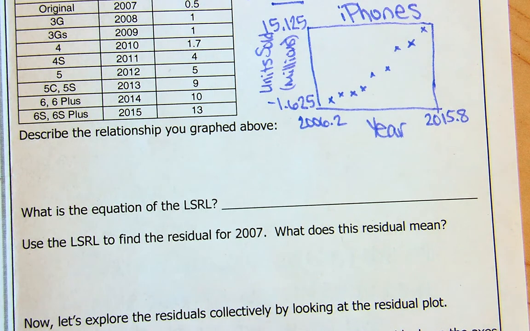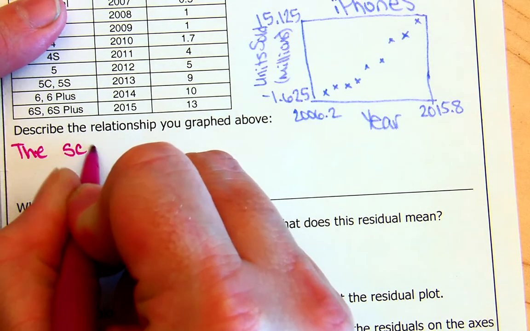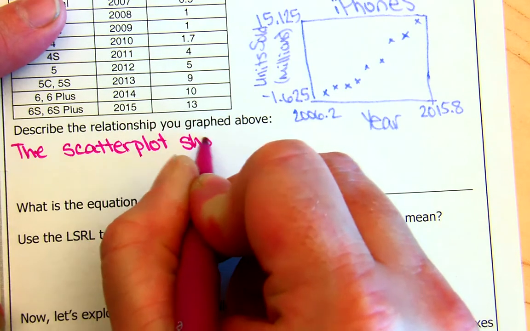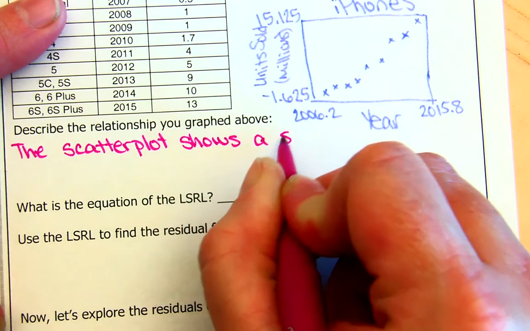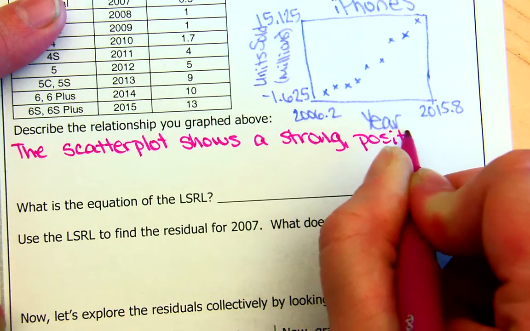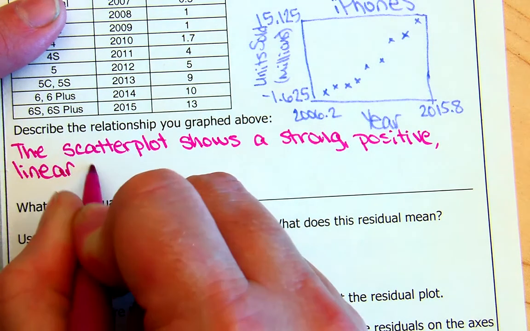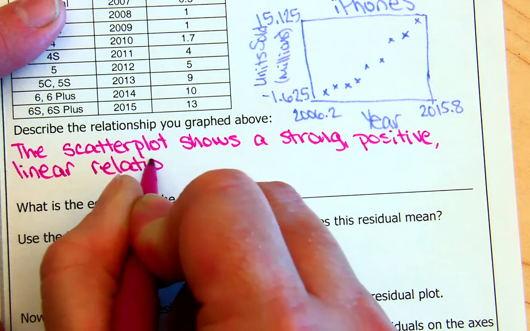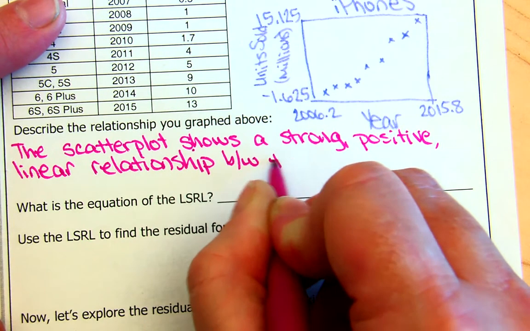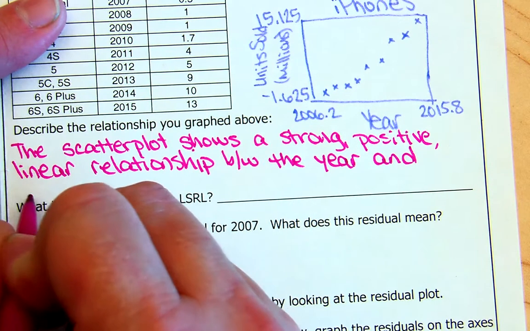So we're going to say the scatter plot shows a strong, positive, linear relationship between the year and iPhone sales.